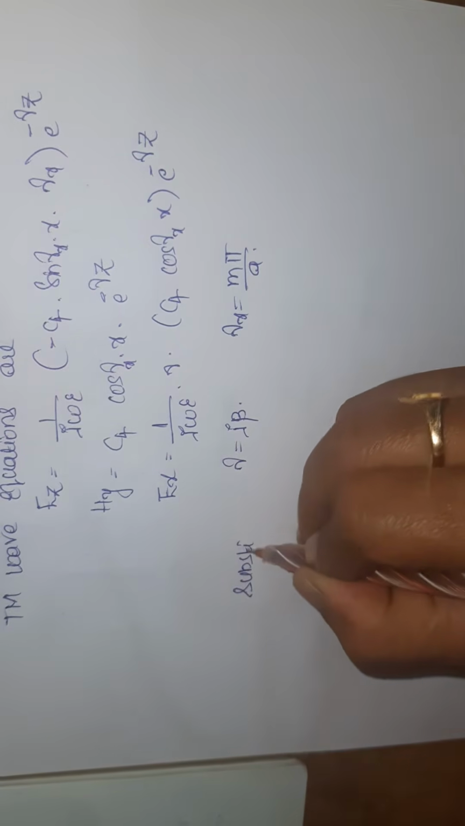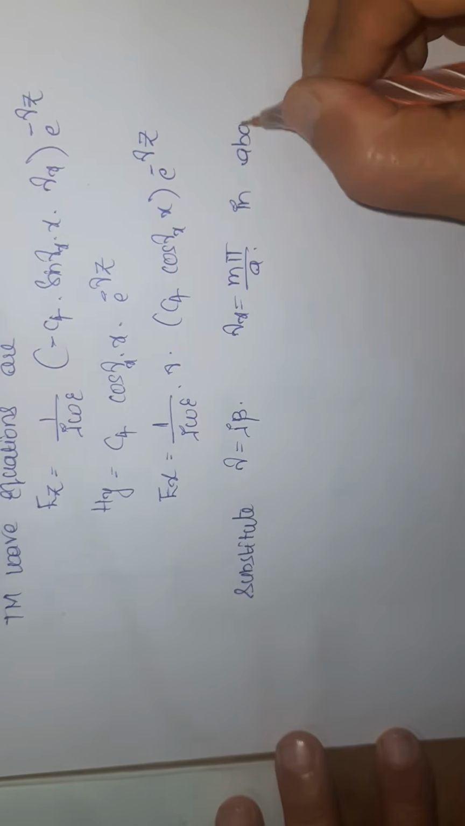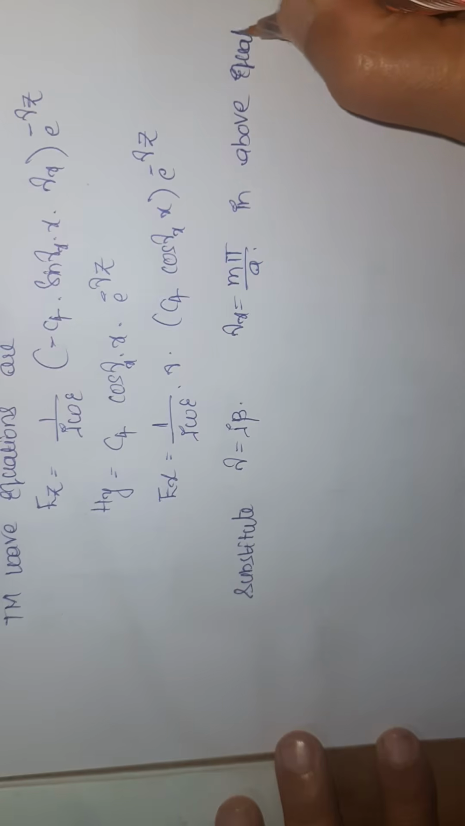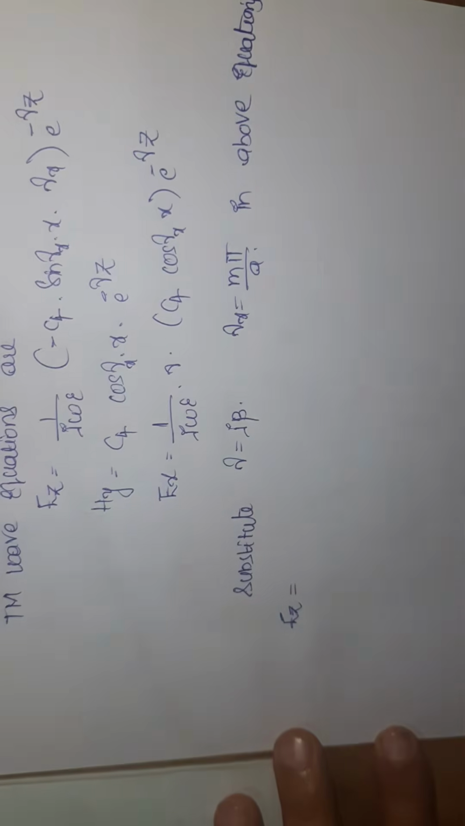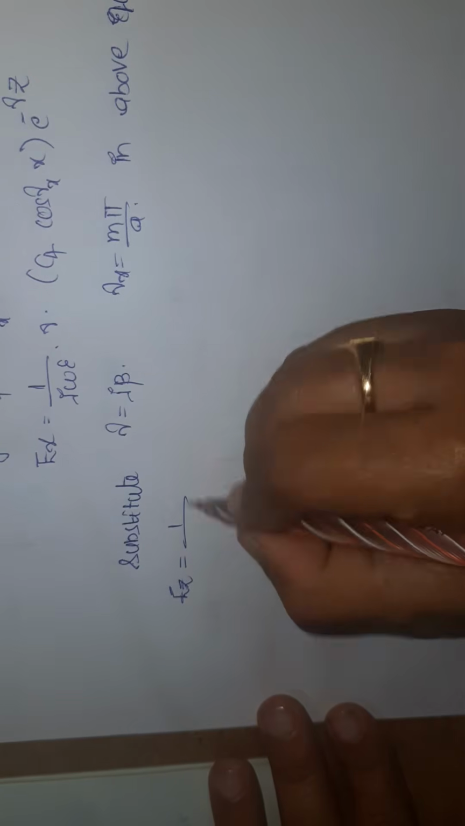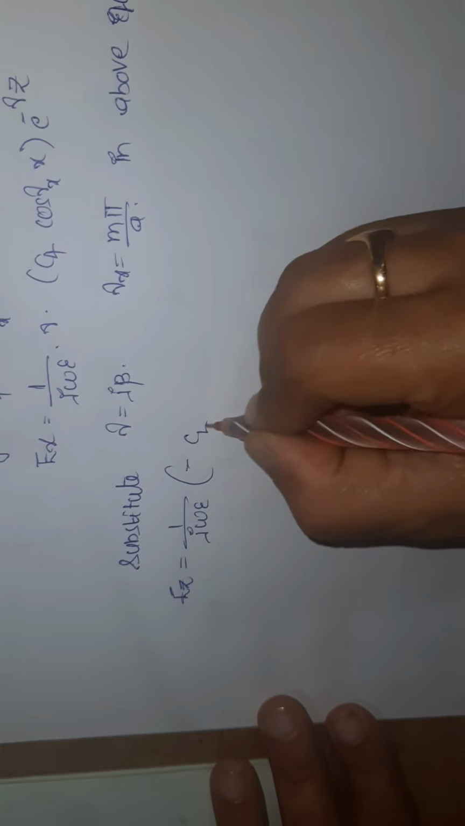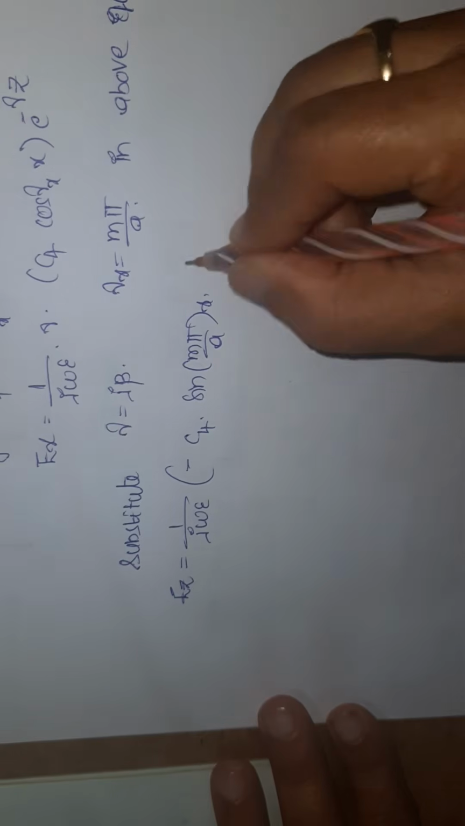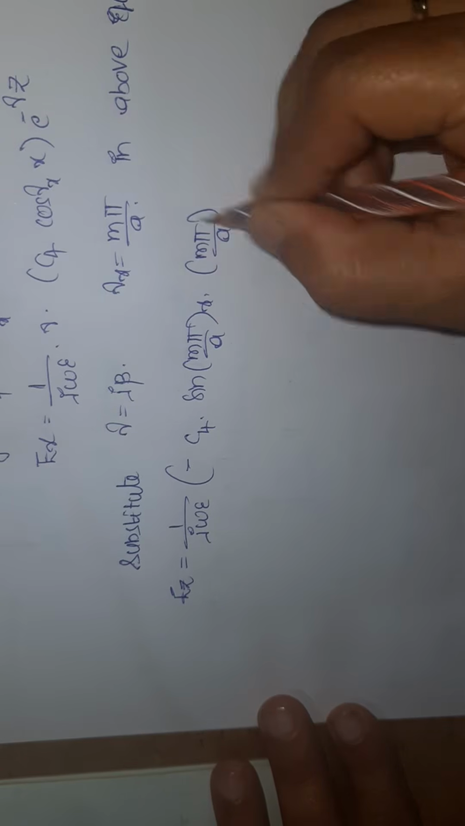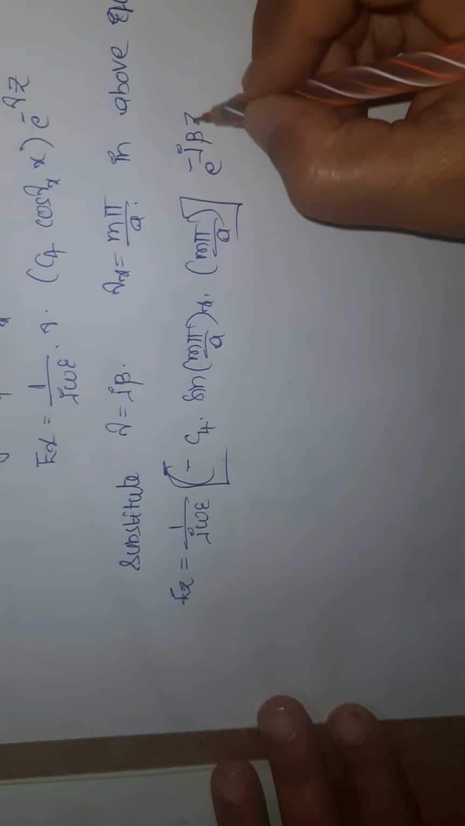Substitute these two in above equations such that I'll get Ez is equals to 1 by j omega epsilon minus C4 sin m pi by a x into m pi by a e power minus j beta z.